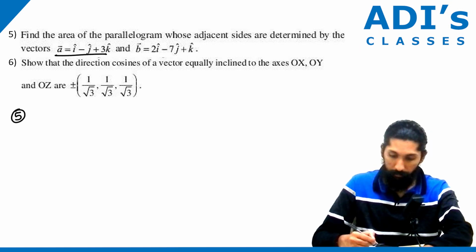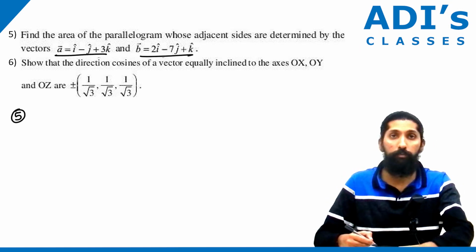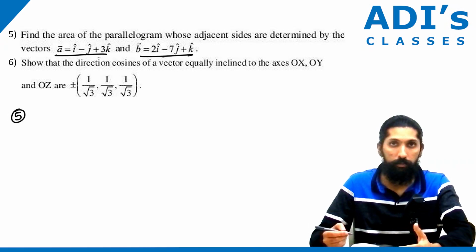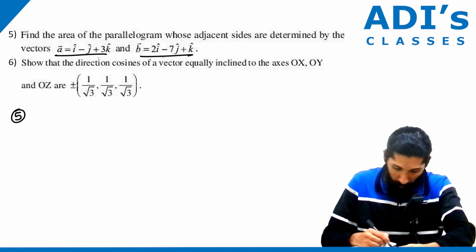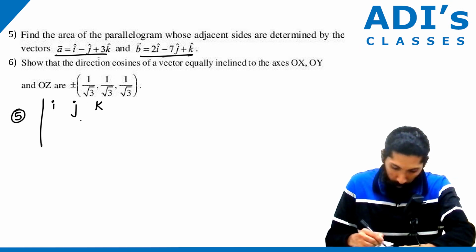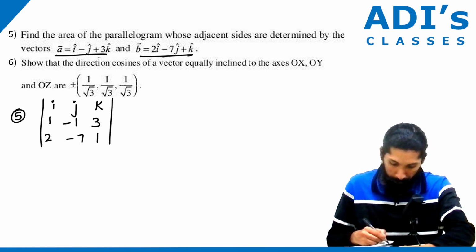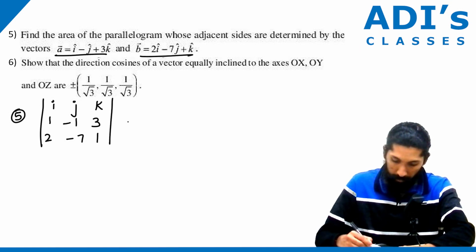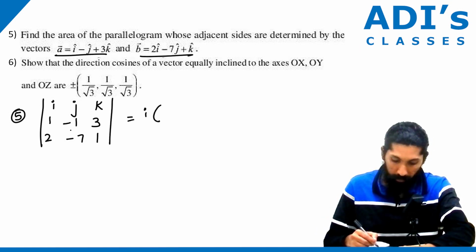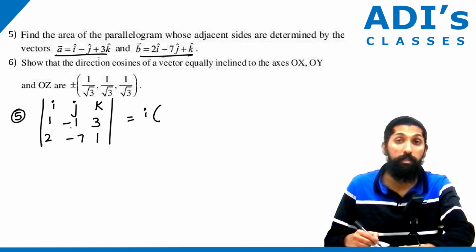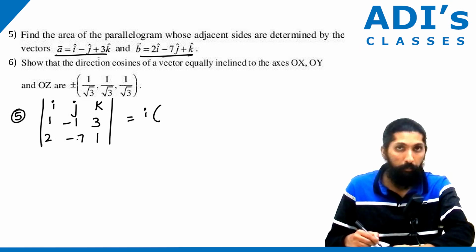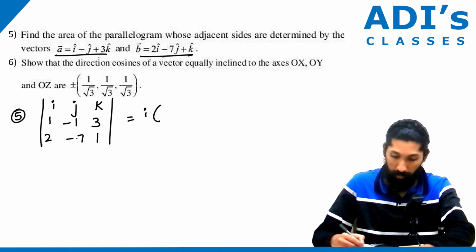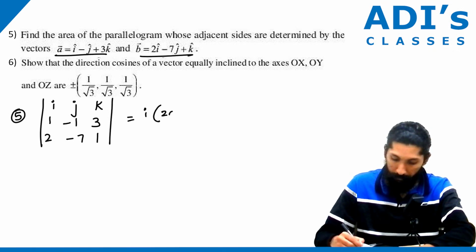Vector A, vector B. Correct? Now what do we do? We are going to just multiply this. Cross product. So cross product, i, j, k. 1, minus 1, 3. 2, minus 7, 1. So this becomes i times, what do we get? Minus 1 plus 21. Minus 1 plus 21 gives us 20.